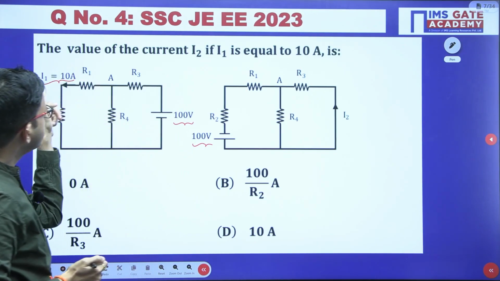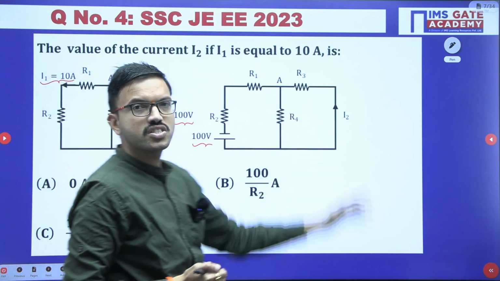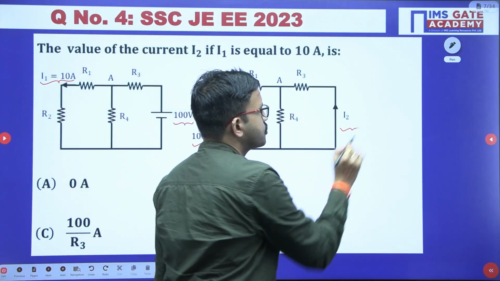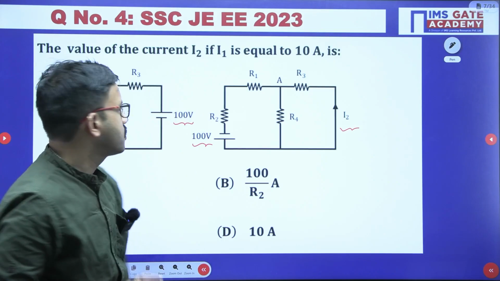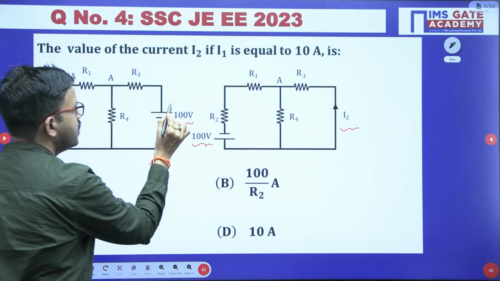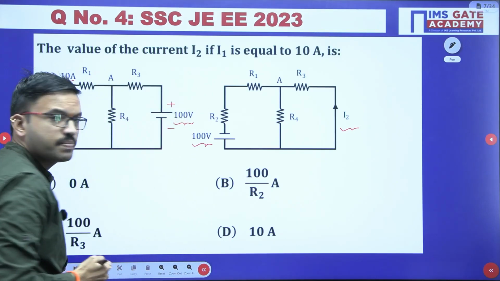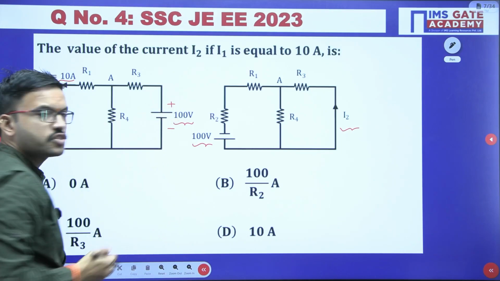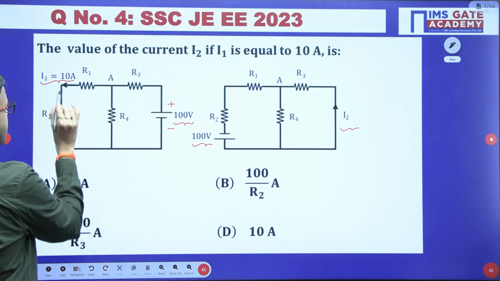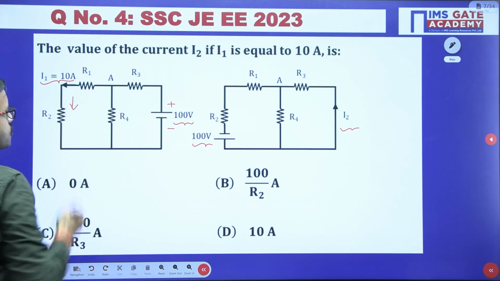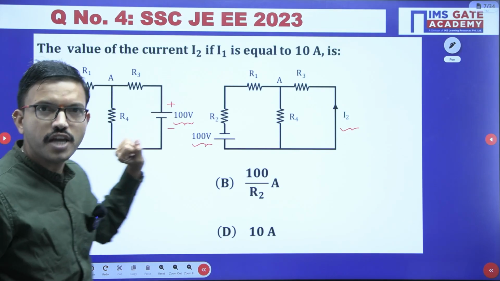And here is the response you are getting. Now the response is here, so we can apply the reciprocity theorem. It is very simple, just observe. Here you have the voltage polarity plus minus. Because of this voltage source polarity, you are getting the current direction downwards. Okay, right.